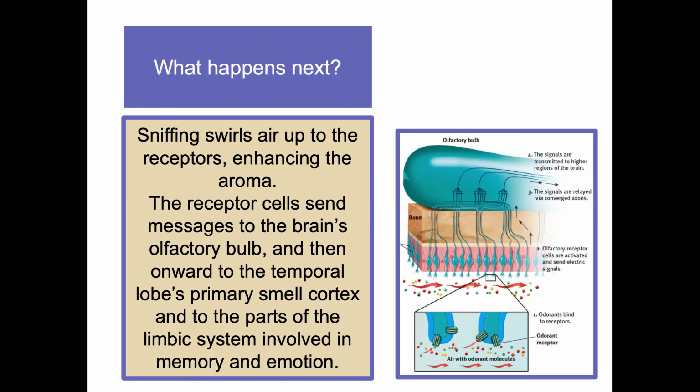Sniffing swirls up air to the receptors, enhancing the aroma. The receptor cells send the messages to the brain's olfactory bulb, and then onward to the temporal lobes. This is sort of describing the whole overall process. The temporal lobe's primary smell cortex, and to the parts of the limbic system involved in memory and emotion.